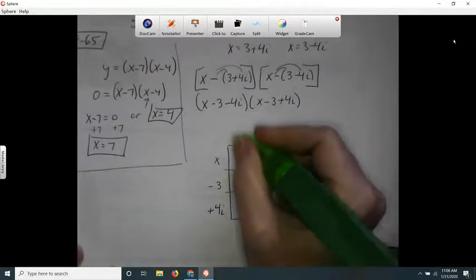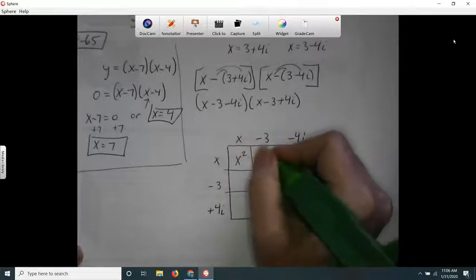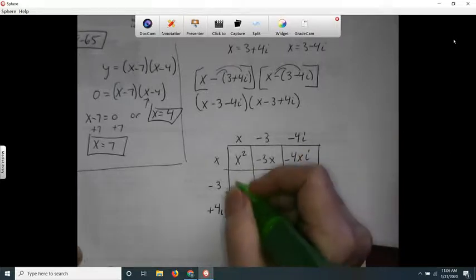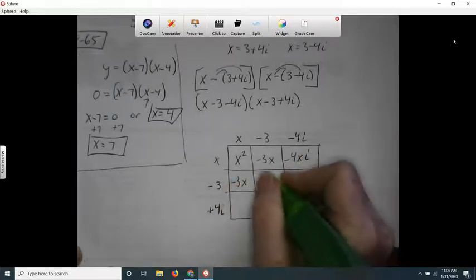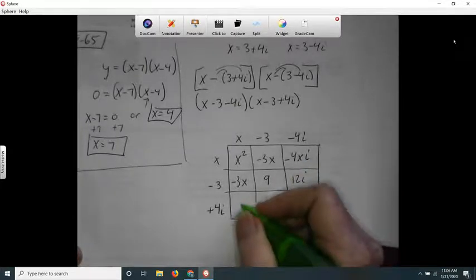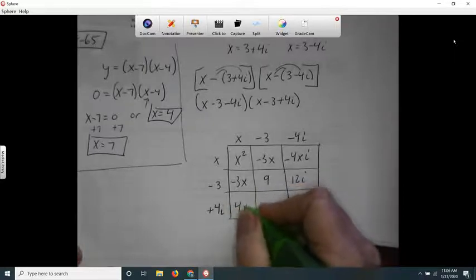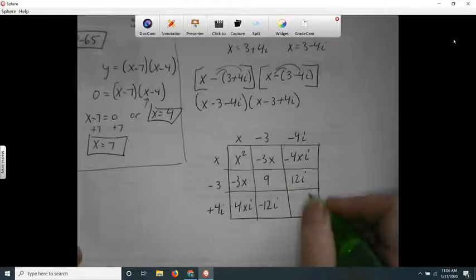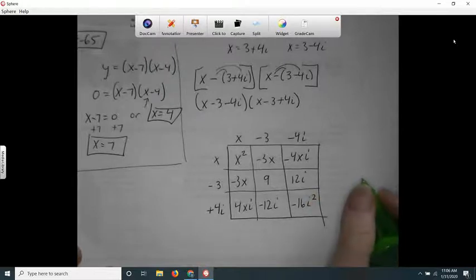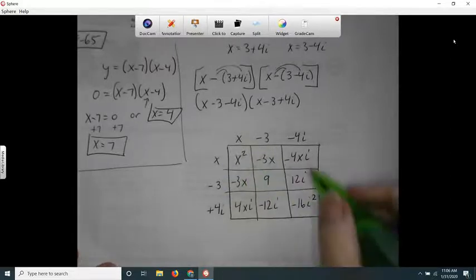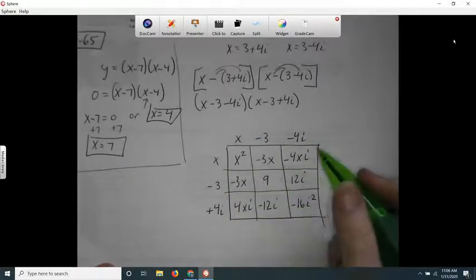So x times x is x squared, and this is negative 3x, and this is negative 4xi, and this is negative 3x, and this would be 9, and this is 12i, and this is 4xi, and 3 times 4, that's negative 12i, and negative 16i squared. So I'm just going to combine all the like terms, and usually it's pretty easy to combine them. Some things should cancel out.